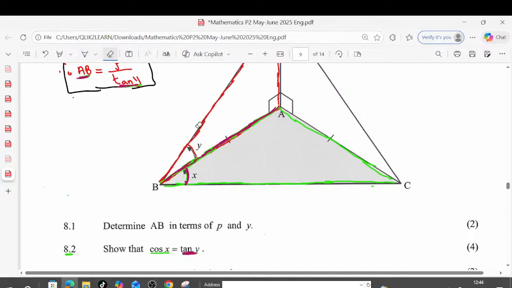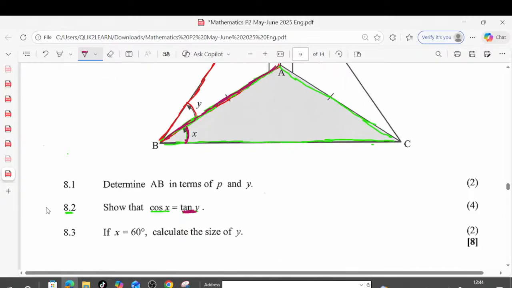But now I have an equal sign. How can I bring an equal sign into my equation? The only way we can bring this equal sign here is the sine rule. So this tells me that we're going to use the sine rule in triangle ABC. So when I use the sine rule in triangle ABC, this is what I have.